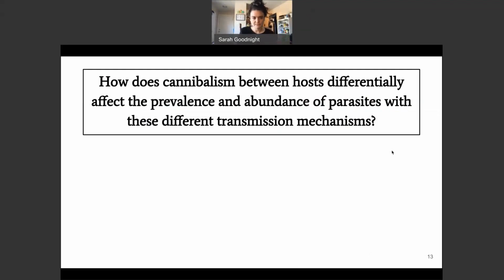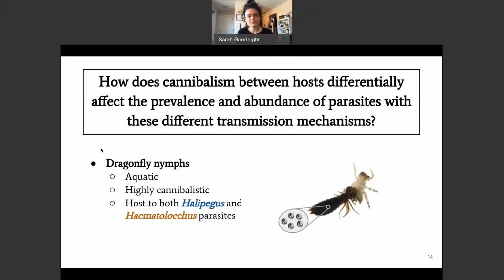And real quick, before I move on, I just want to say that dragonfly nymphs are a really great organism to use for this type of project. They are aquatic as nymphs, where they recruit their parasites, but they're also highly cannibalistic. And of course, they are host to both Halipegus and Haematoloechus parasites.